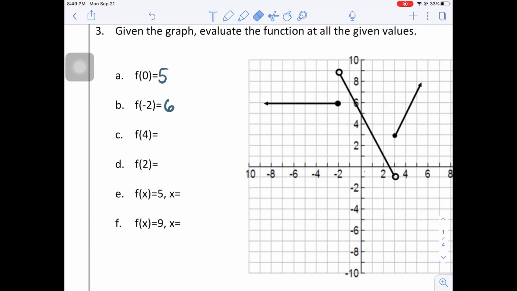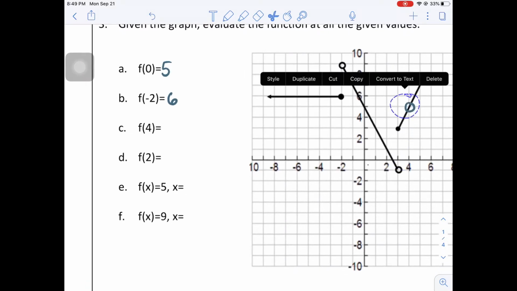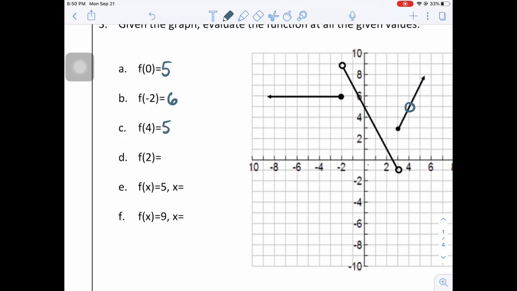Okay. From here, we're going 4, so +4. Follow 4 up. Hits the graph right at 5. And then f of 2. So then move to 2. Follow the graph up. Gives us 1.